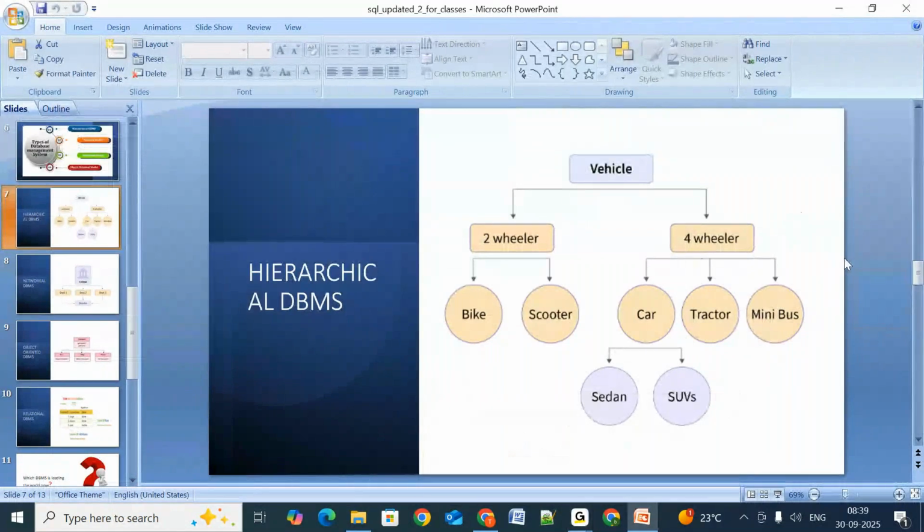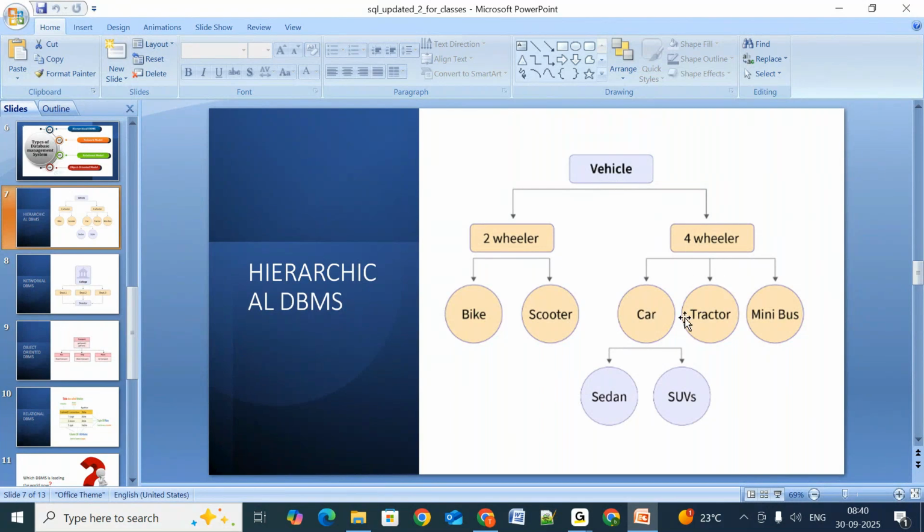So first we will talk about hierarchical DBMS. Hierarchical DBMS is nothing but, let us see this example. We have vehicle. In the vehicle we have two wheeler, four wheeler, six wheeler, eight wheeler, something like that. In the two wheeler we have bike, scooter, and maybe cycle, bicycle, everything, right? Now in the four wheeler we have car, tractor, minibus. Under the car you have different models. Here it is maintaining hierarchy. Hierarchy is nothing but some levels you will be having. Some parent and child relationship we have here.